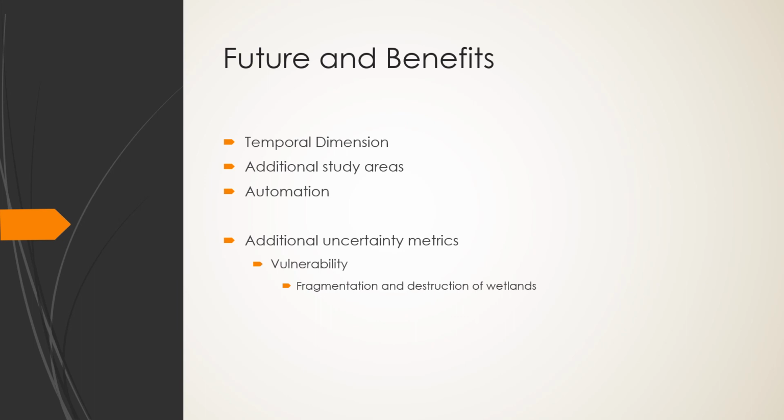We are also going to look at additional uncertainty metrics such as vulnerability. In this case, vulnerability refers to fragmentation and destruction of wetlands, and we're very interested to see what sort of spatial and temporal analysis we could do on vulnerability and see if these two types of uncertainty interact in any way. Because again, that last surface pointed out a possible explanation for classification differences over time could be fragmentation and destruction of wetlands.